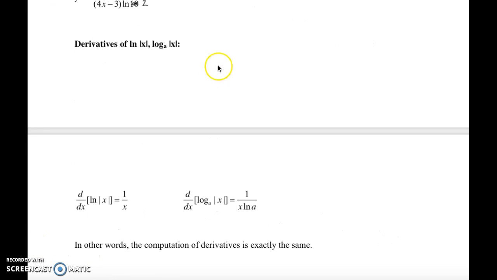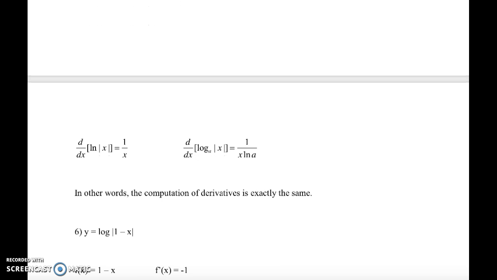And that gives us 4 over 4x minus 3, that does have to stay in parentheses, times the ln of 2. Okay, so what if we have the derivative of the natural log of the absolute value of x, or some log base a of the absolute value of x? It doesn't change anything at all. If we take the derivative of ln of the absolute value of x, it's exactly the same. It's 1 over x. If we take the derivative of log base a of the absolute value of x, we still end up with 1 over x ln of a.